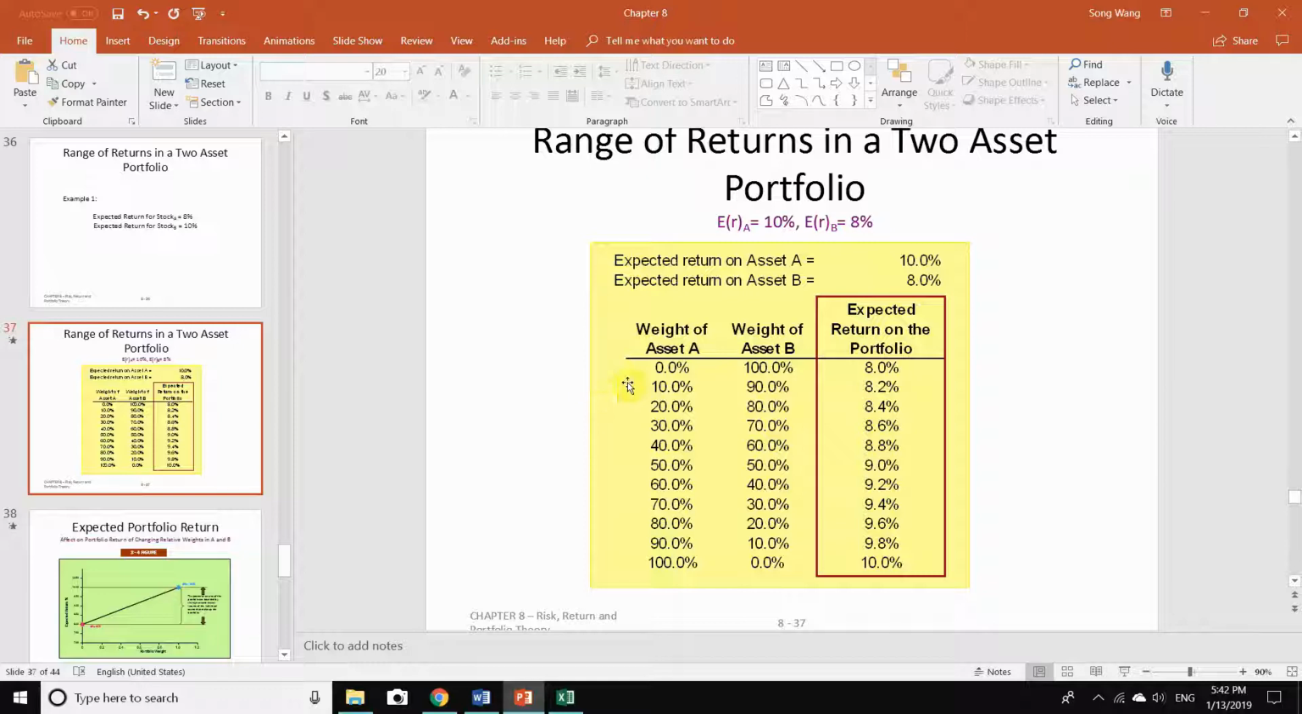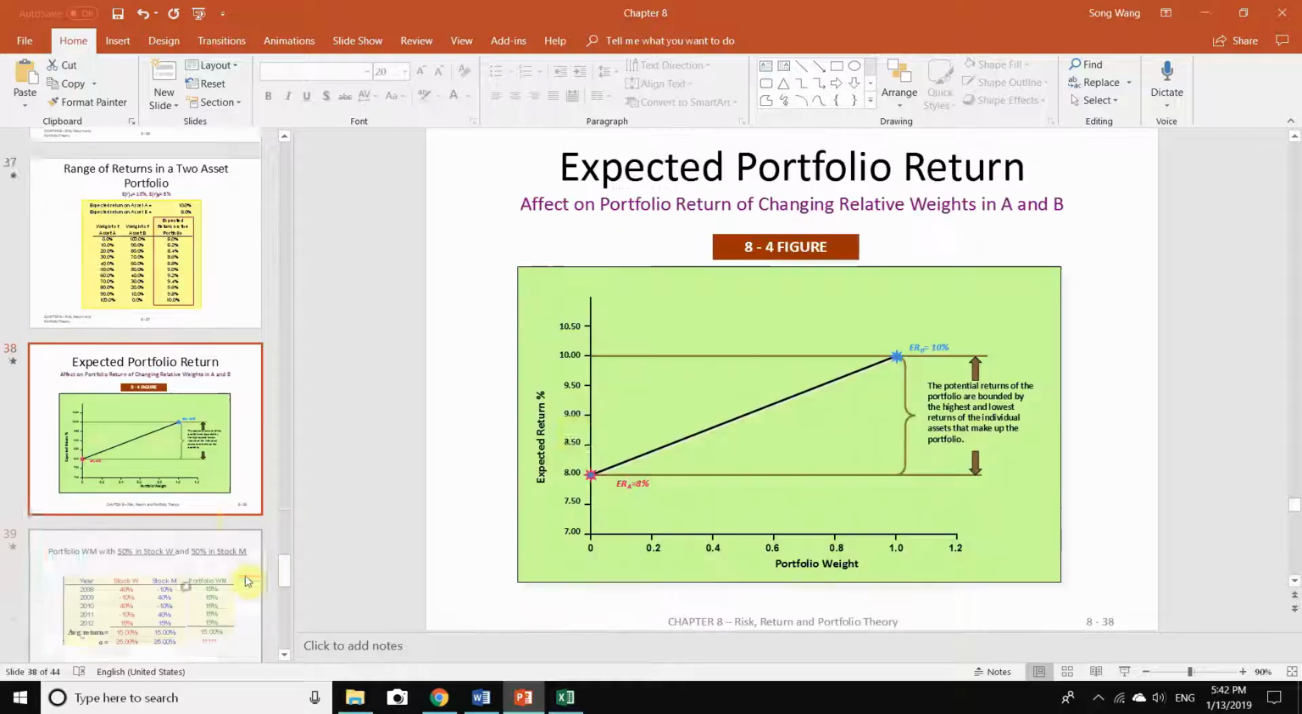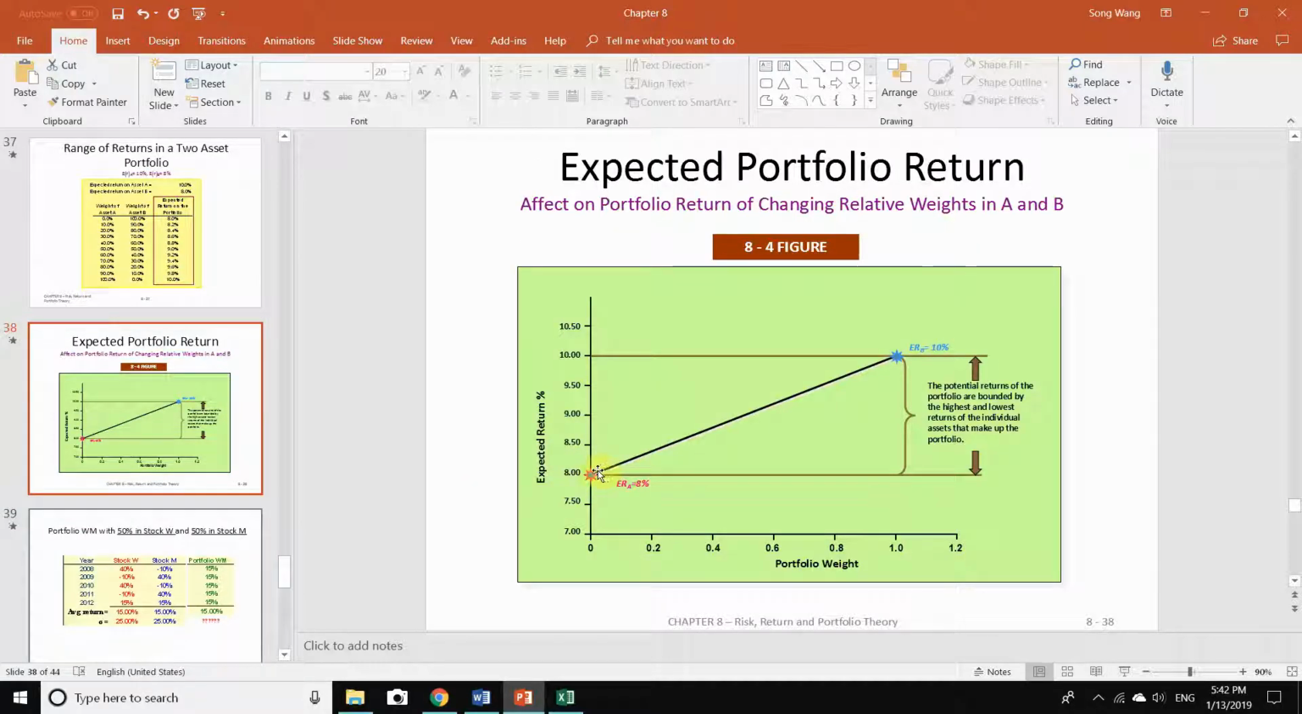So here is a simulation I did. A gives you 10, B gives you 8. Then these would be the possible weight combinations. Each row represents a possibility. So 0 in A, 100 in B, then the portfolio return would just be 8%. If you put 100 in A, 0 in B, the portfolio return would be just A's return. So anywhere in the middle, you'll be cut between 8 and 10. So this is the chart that shows you how the expected return of the portfolio changes according to the portfolio weight you put in A. Okay.